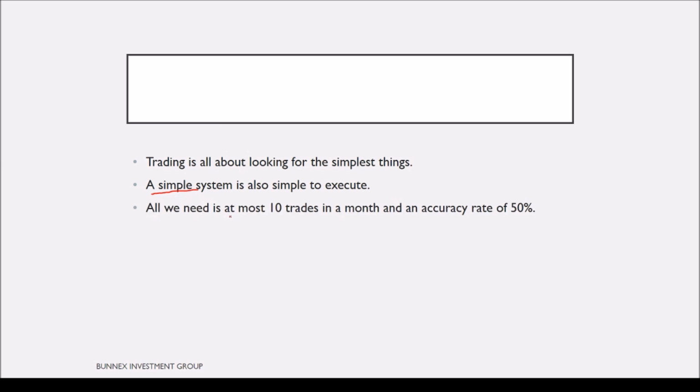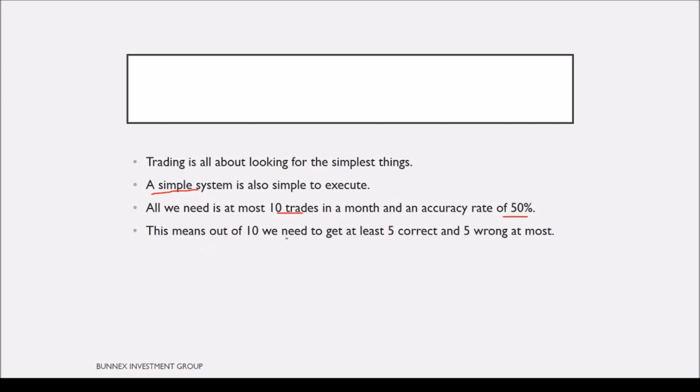Trading is all about looking for the simplest things. A simple system is also simple to execute. I'm sure you're probably asking yourself, since we are going to implement a very simple system, am I going to make money? This is the statement that should answer you. A simple system is also simple to execute. All we need is at most 10 trades in a month and an accuracy rate of 50%.